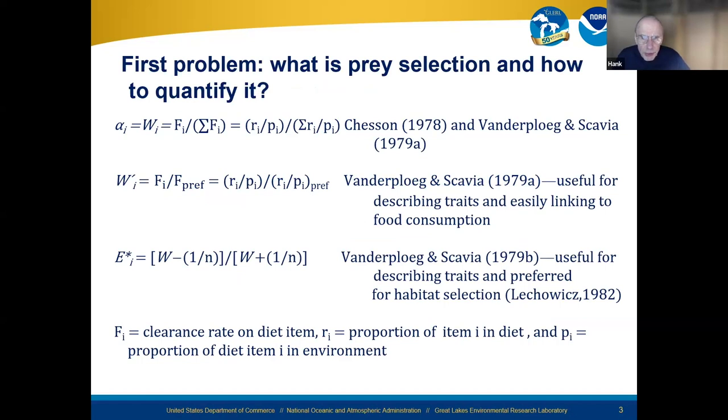The first problem we faced is there were no satisfactory ways of measuring prey selection or how to quantify it. Don Scavia and I got together and developed three different indices: Wi, which is equivalent to Chesson's alpha; W prime, our favorite coefficient, which we'll be using throughout the talk, and you'll see why we like it; and lastly, the relativized Ivlev index, which corrected for the deficiencies that Ivlev noted in his index. In particular, since we were working with zooplankton, we focused on clearance rate relative to the highest clearance rate observed in a set of data. So we're just looking at relative clearance rates. Next slide.